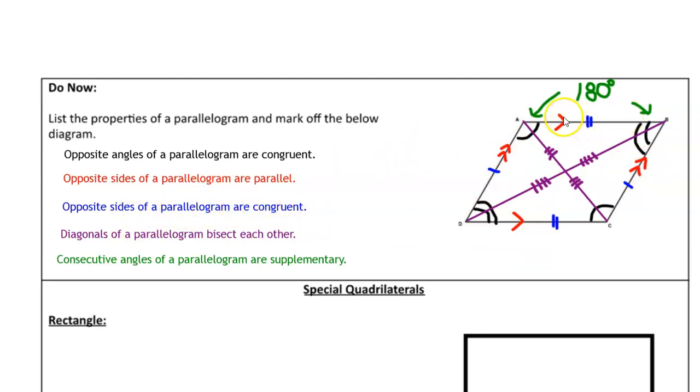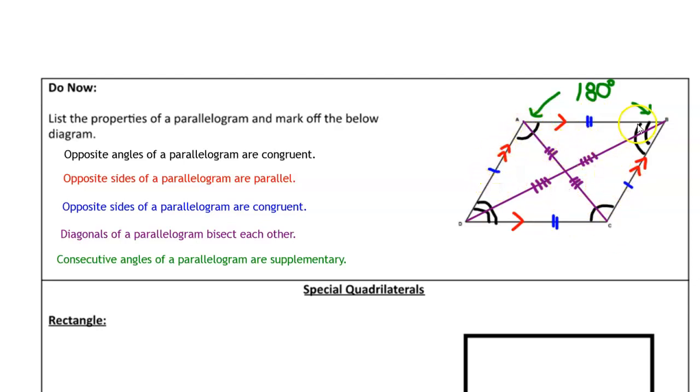So parallel means they have the same slope, right? These are both horizontal lines. These are both not vertical, but they have a positive slope. Whereas the blue lines, the blue hash marks, indicate congruent pairs, right? The opposite sides of a parallelogram are congruent.